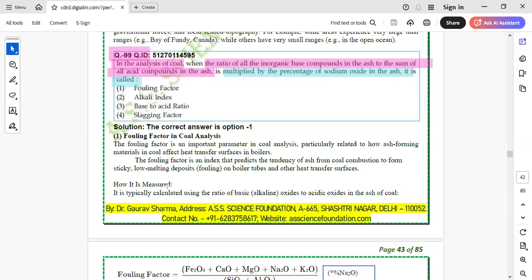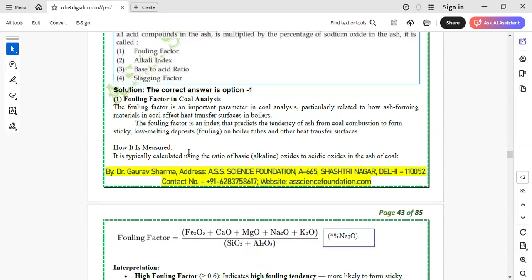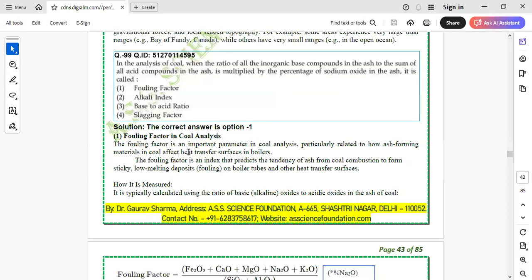तो now let's have a look. वैसे कहते तो उसको फॉलिंग फैक्टर है, बट हम समझते हैं पहले कि एक्चुअली हमें चीजें देखनी कैसे है, कि एल्कली इंडेक्स क्या होता है, फॉलिंग फैक्टर क्या होता है, बेस टू एसिड रेशियो क्या होता है, स्लैगिंग फैक्टर क्या होता है ना? तो let's talk about them, that will help us in understanding more things. और इसको अच्छे से पढ़ के जाना है, इससे दोबारा क्वेश्चन मिल सकता है क्योंकि ये नई चीज है.